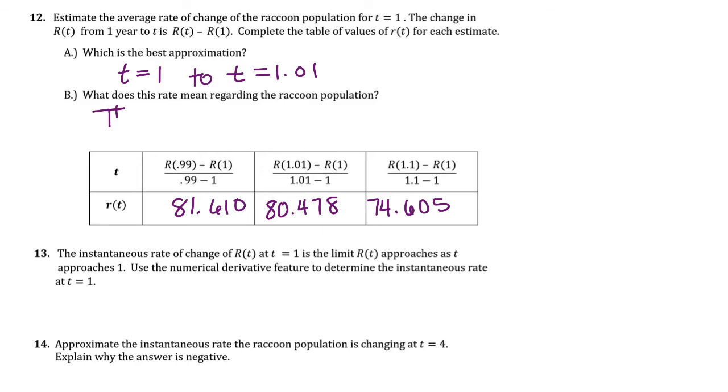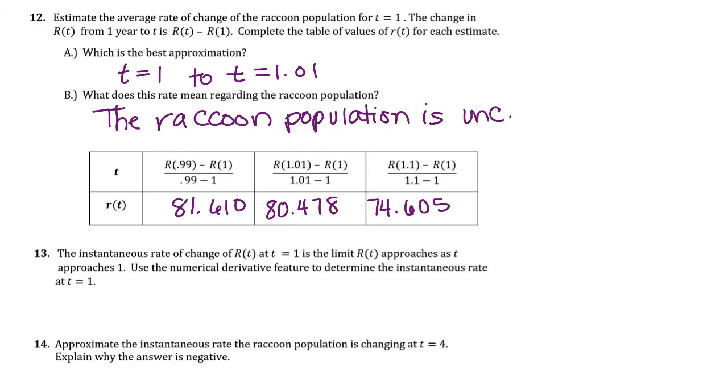Okay, so in part B, it says, what does this rate mean regarding the raccoon population? To answer that, the raccoon population is increasing at year t equals 1.